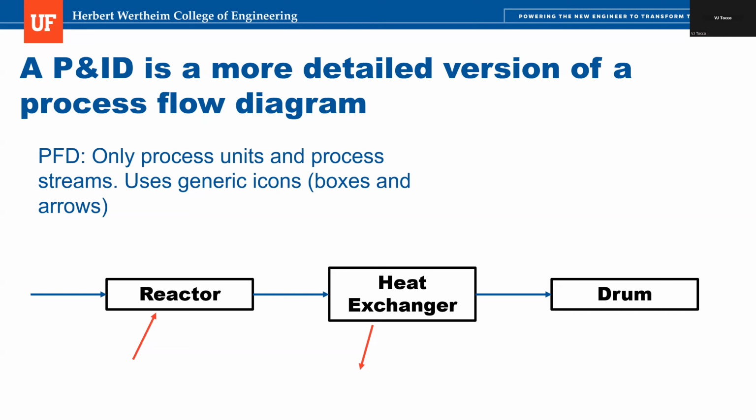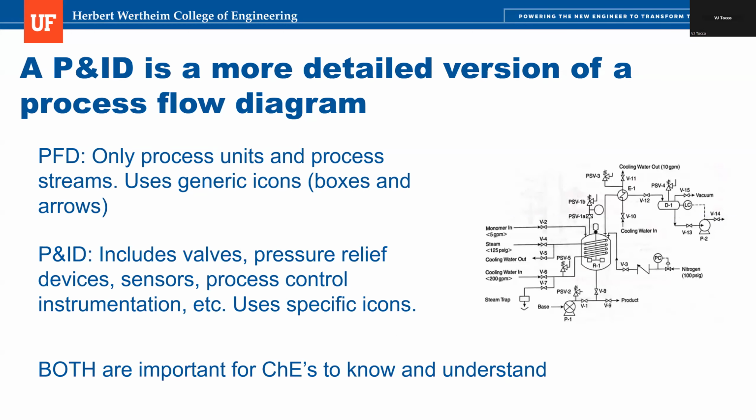And actually, this is a block flow diagram, even though I call it a process flow diagram. But in a PFD, only process units and process streams are shown, and there are generic icons like boxes and arrows. In contrast, a P&ID has much more detail using specific icons to mean specific things. So for example, this vessel is a jacketed reactor.